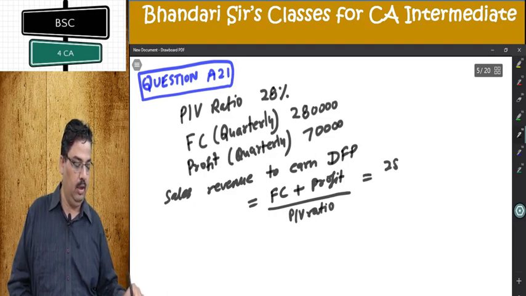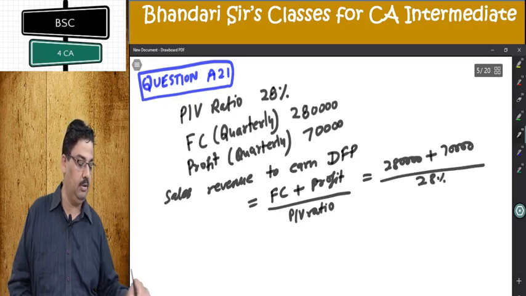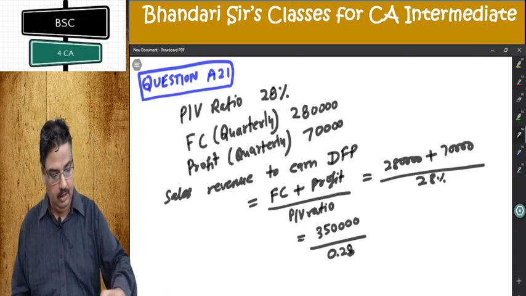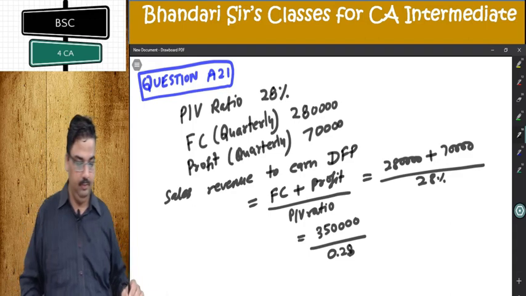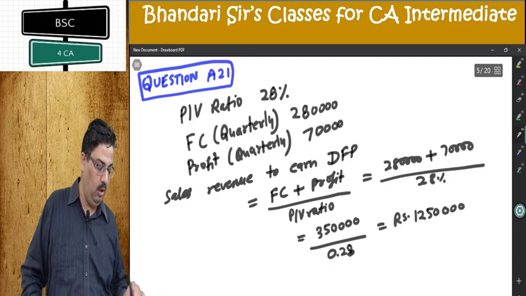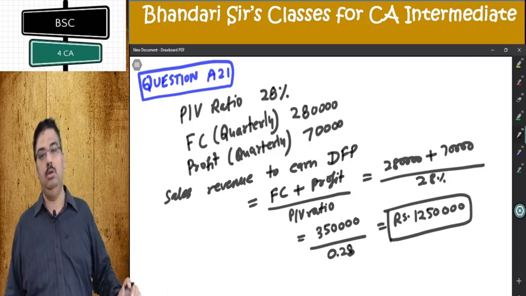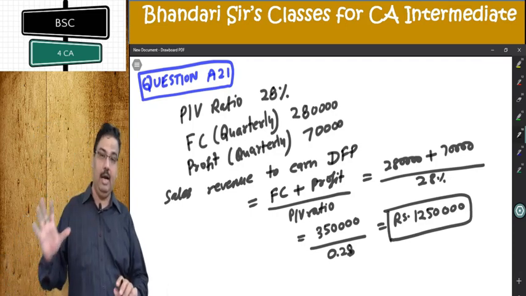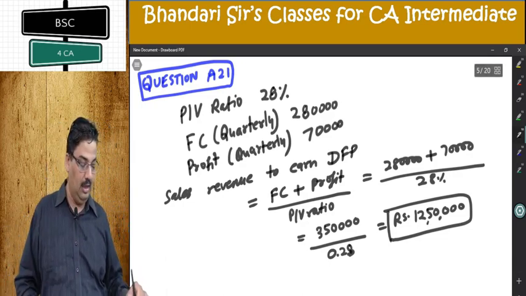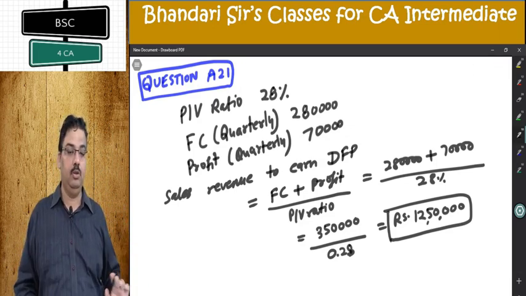It is very simple. 2,80,000 plus 70,000 divide by 28%. 3,50,000 divided by 0.28. This is rupees 12,50,000. There is no need to convert anything into annual because quarterly is wanted in the question. You are given quarterly fixed cost, quarterly profit desired, quarterly sale is what you are expected to calculate. That sale is 12,50,000 rupees. That is a complete 2 marks easy question. This was A21.